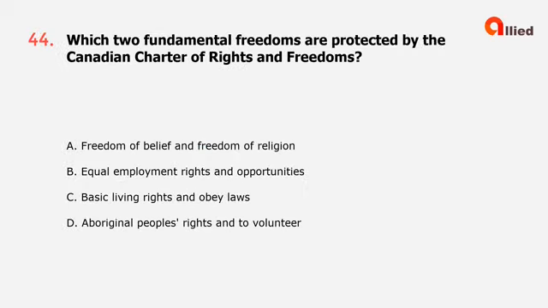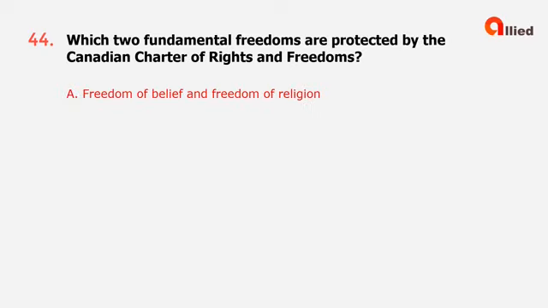Question 44. Which two fundamental freedoms are protected by the Canadian Charter of Rights and Freedoms? A. Freedom of belief and freedom of religion. B. Equal employment rights and opportunities. C. Basic living rights and obey laws. D. Aboriginal people's rights and to volunteer. The answer is A. Freedom of belief and freedom of religion.